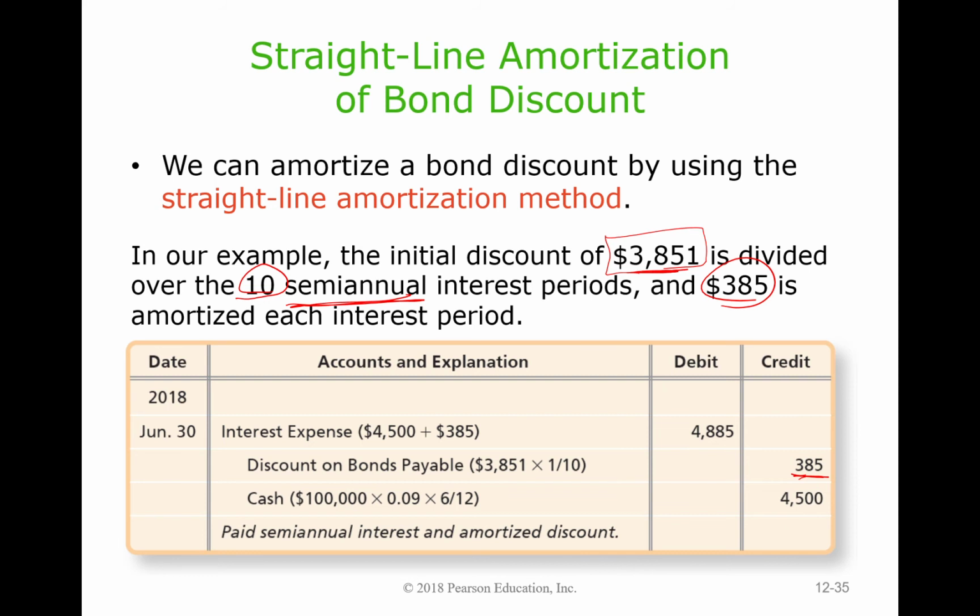So we have to pay cash out, that $4,500 for our interest payment, and we have the discount here on the bonds. When we add those up, that becomes our interest expense.